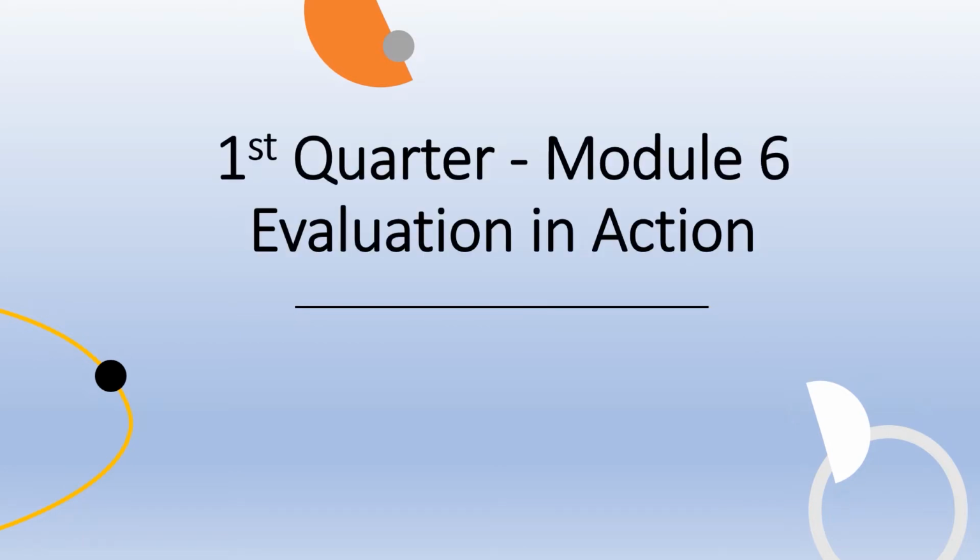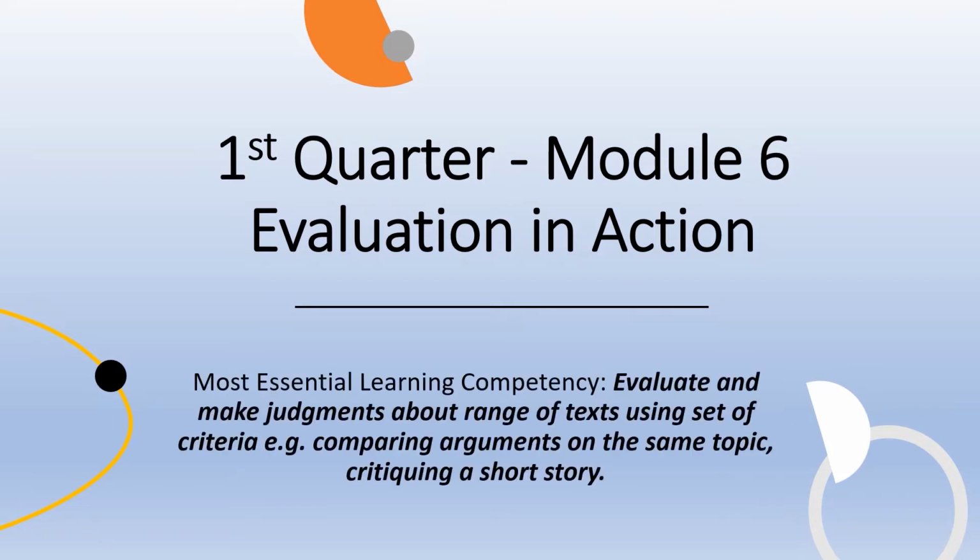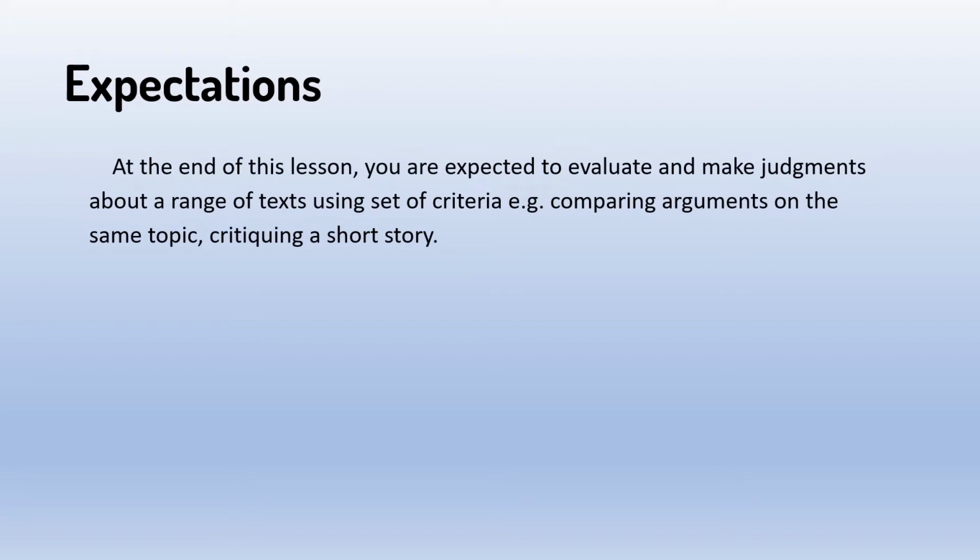We are now in Module 6 of Quarter 1 with the topic Evaluation in Action. Most essential learning competency: evaluate and make judgments about a range of texts using set of criteria. Example, comparing arguments on the same topic, critiquing a short story. At the end of the lesson, you are expected to evaluate and make judgments about a range of texts using set of criteria. Example, comparing arguments on the same topic and critiquing a short story.